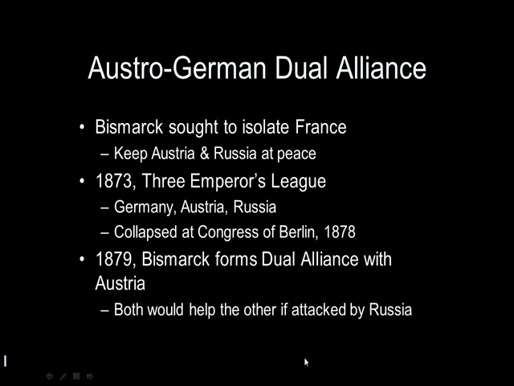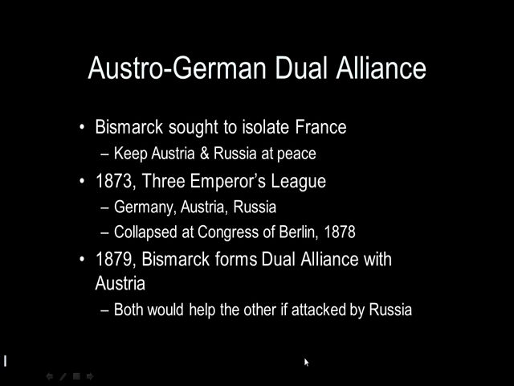Russia went to war with the Ottoman Empire. They won. Everybody was afraid of Russia getting too big. And so Austria, Britain, France, everybody said to the Russians, you've got to give back the land you just conquered. So that Three Emperors League collapses. So Bismarck is nervous. I need to isolate France.